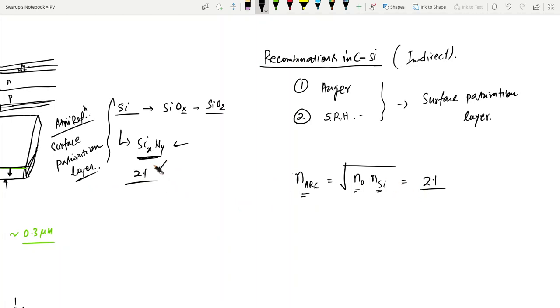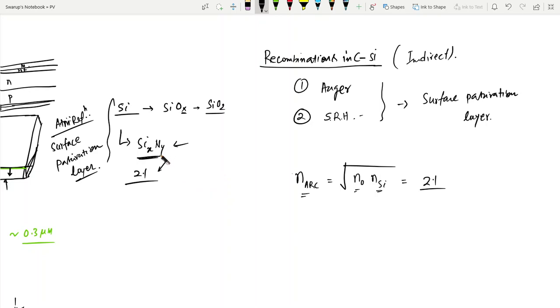So the silicon nitride works for both. One is your anti-reflection coating as well as surface passivation layer, right? So if silicon nitride is there on the top, then it is passivating the surface, and the surface defects are less now. And on top of this silicon nitride, we put the metal electrode. Okay, so we need to control this thickness also.